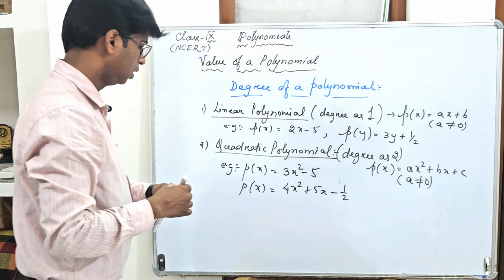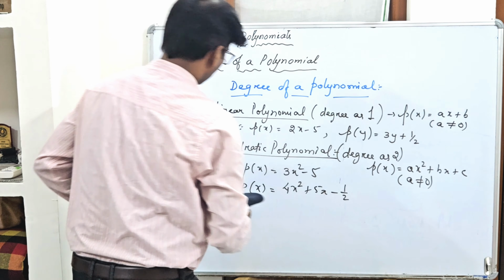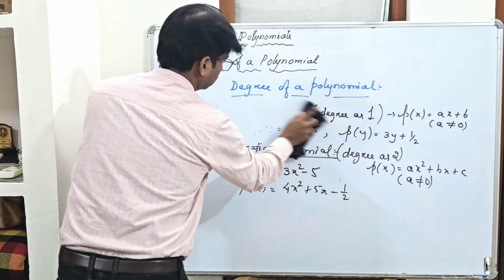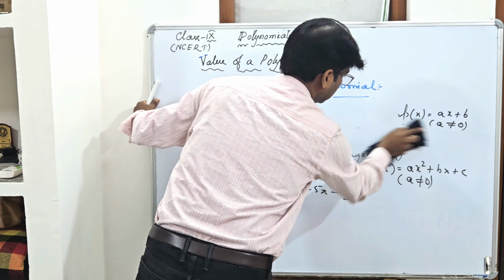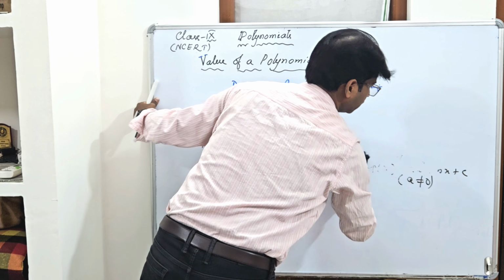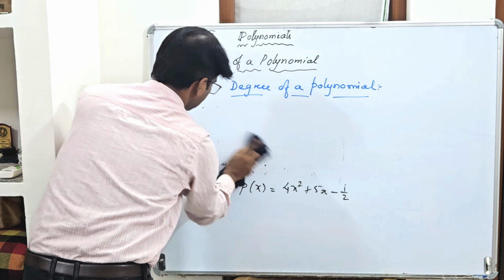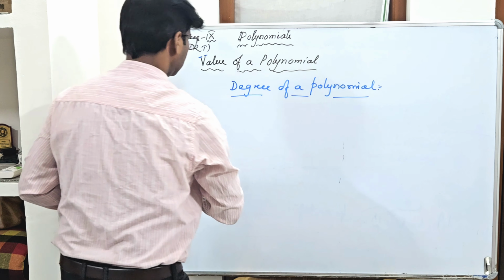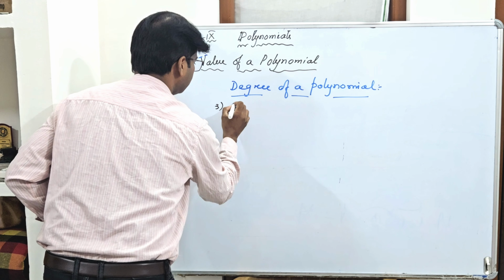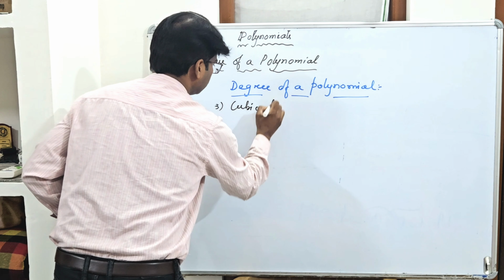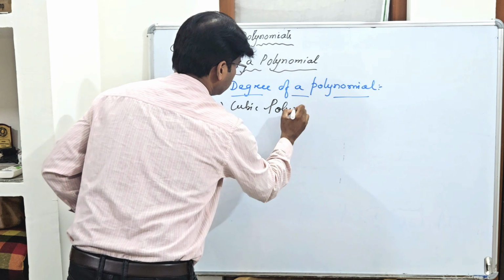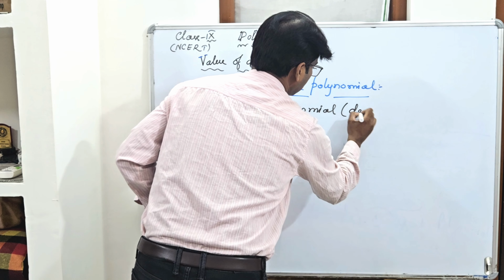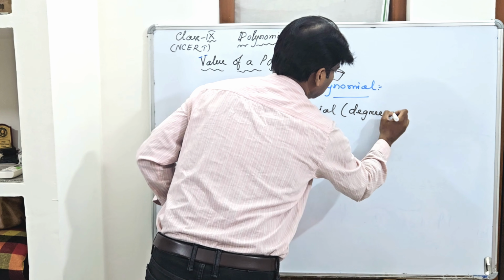So next, let us go to the polynomial which has degree 3. So what is it known as? From the name itself, degree 3 means the power of the variable will be 3. That's why the name is cubic polynomial. So let us write, the third one is cubic polynomial. Here the degree is 3.